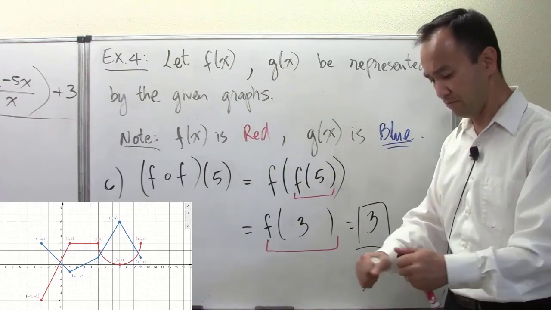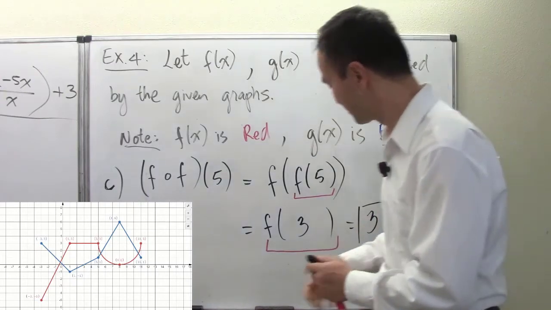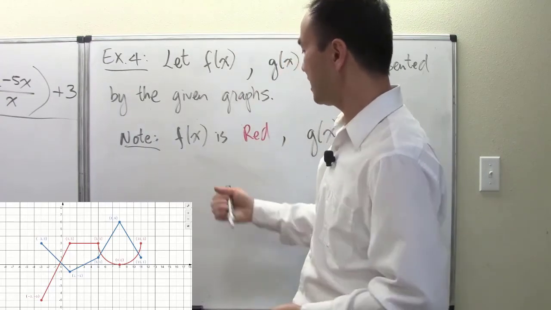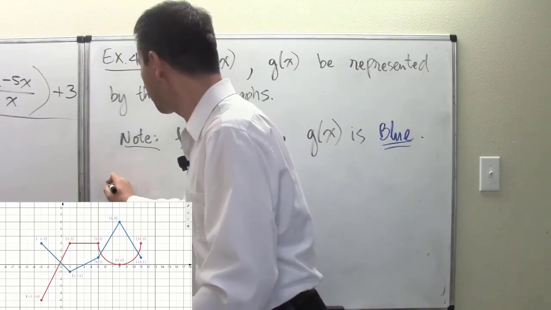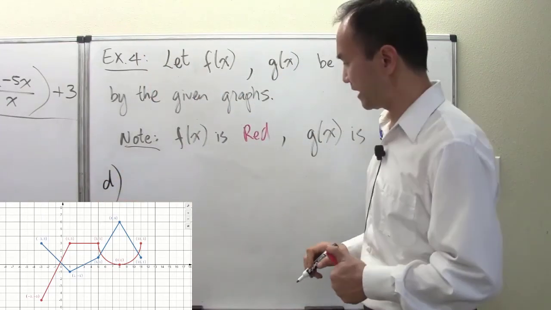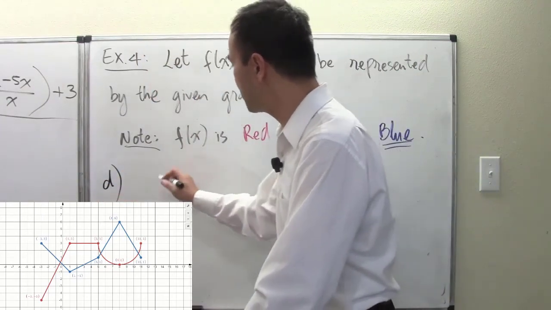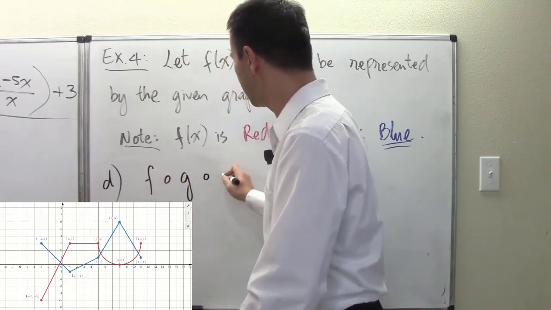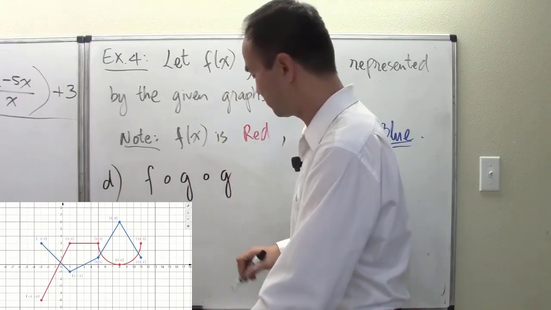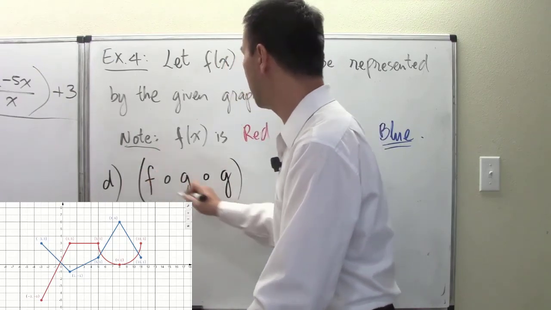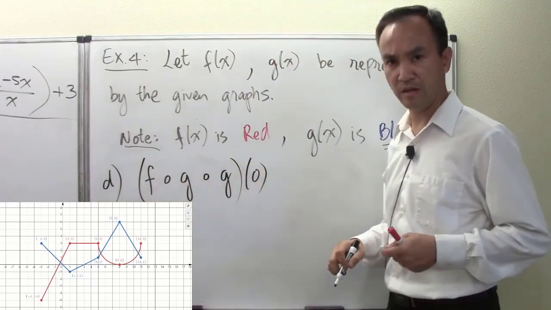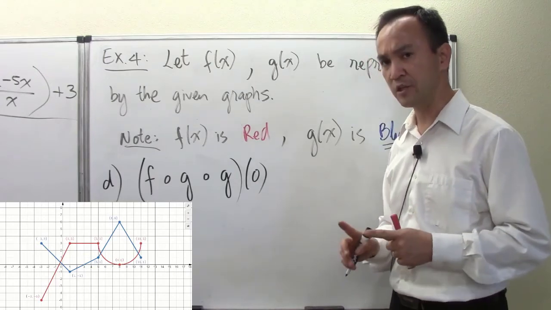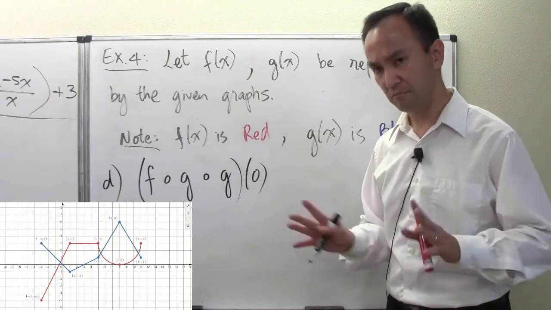All right, so let's try another one. Now let me look at part D of the example. How about let's do f of g of g at 0. So 3 functions being composed together, or it's a composition of 3 functions. Let's find out how it works.